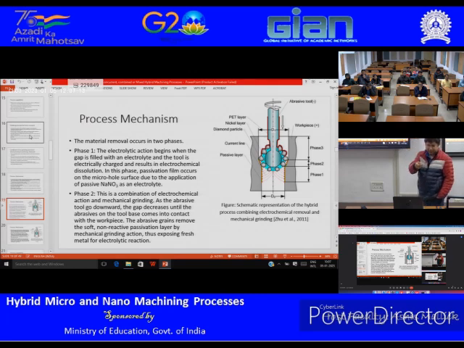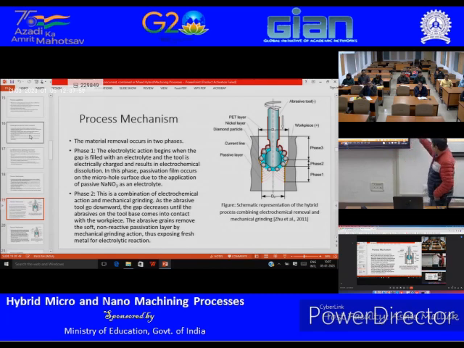And yesterday during the ECDM process, you saw what happens in electrochemical dissolution, right? There is some bubble formation. In this case, a passivation film occurs on the microhole surface because of the sodium nitrate electrolyte. So some passivation films, due to the bubbles, will form on the microhole surface. Remember, in phase 1, no abrasive action is taking place yet, right? And phase 2 is a combination of electrochemical and abrasive actions, right?